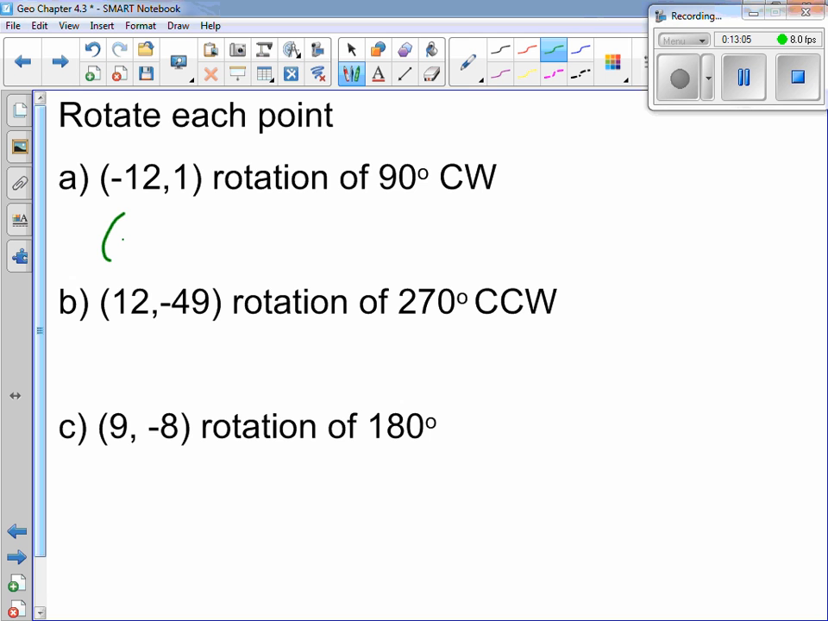That's fine. Negative 12, 1. What are we doing? We're rotating it 90 degrees clockwise. One thing we know for sure is that rotations, counterclockwise or clockwise, will always involve flipping it. So 1 is going to come up front. Negative 12 will go second. We flip it. Now for clockwise, are we changing the sign of x or are we changing the sign of y?